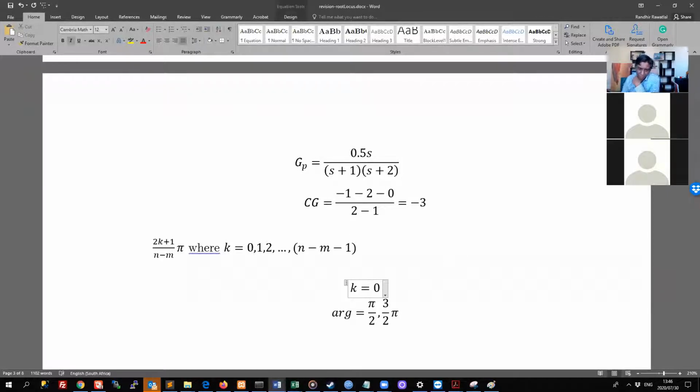Thanks for that. So once more, we've got 2 for n and then 1 for m. So that's already just 1, and then 1 minus 1 is a 0. So k is only equal to 0. So we've got just pi by 2. So we've got at -3 and then pointing straight upwards. So that's how our other asymptote is going.